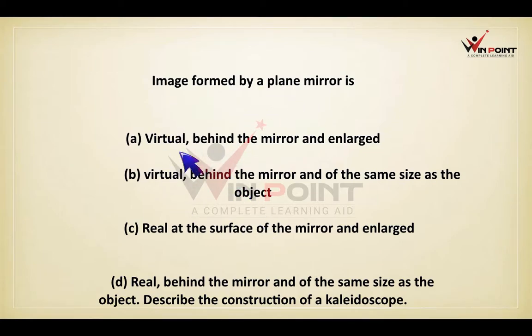Image formed by plane mirror is virtual, behind the mirror and enlarged. It's not possible because a normal mirror is not enlarging our image, right? Virtual, behind the mirror and of the same size as the object. It can be right because when we are looking into the mirror, we are seeing a virtual image and it is behind the mirror and the same size as the object.